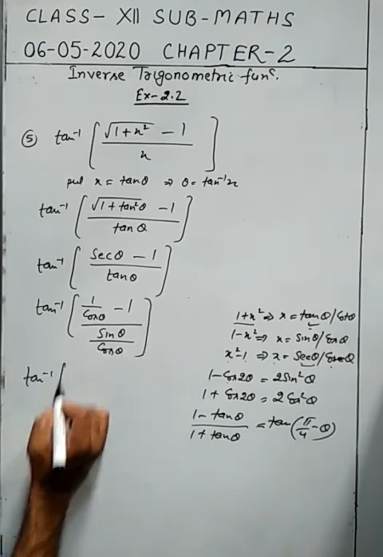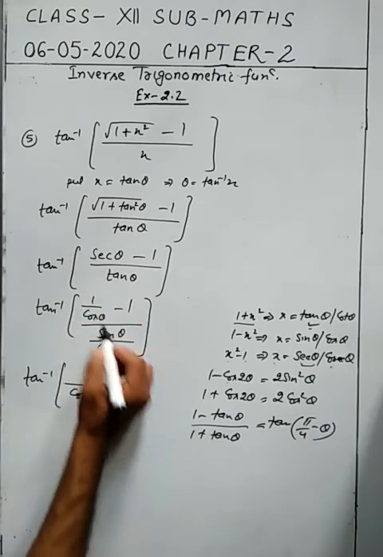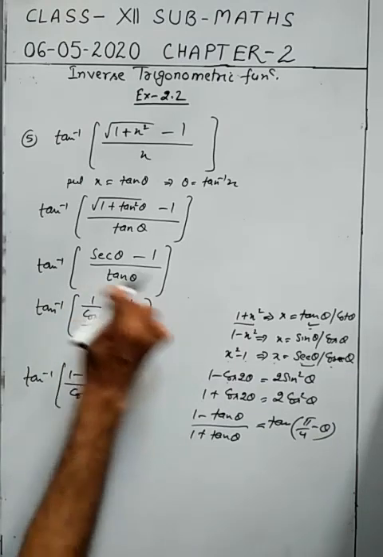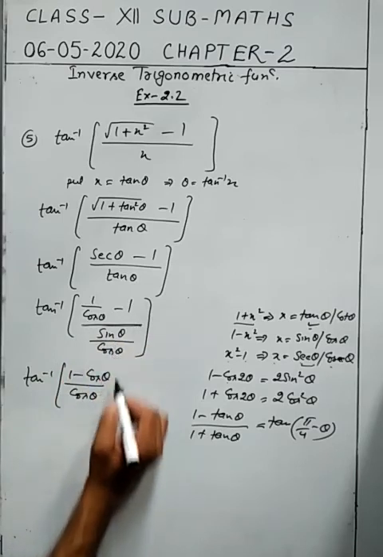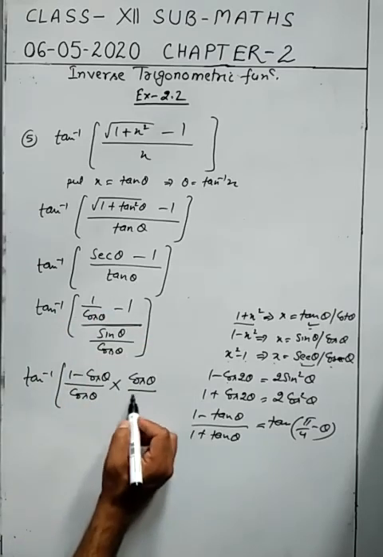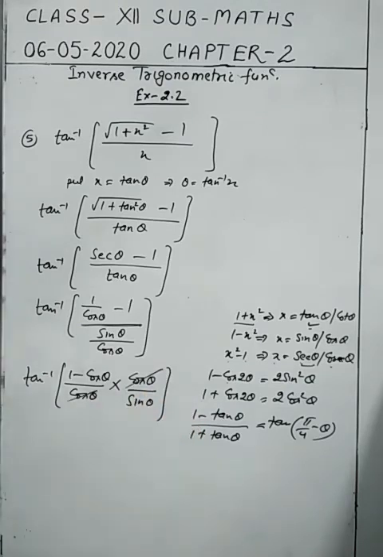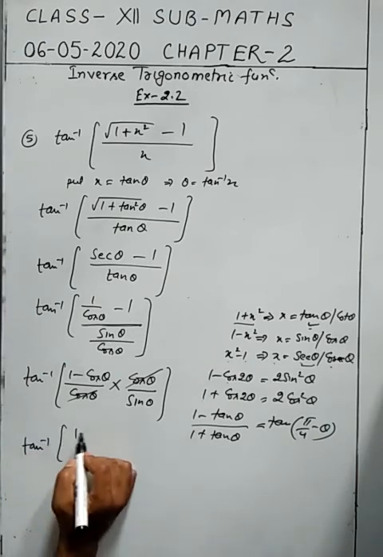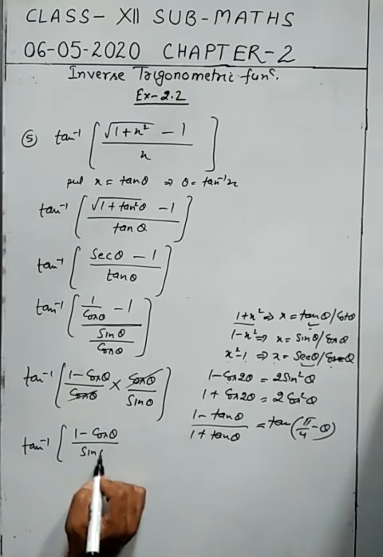This is tan inverse, taking LCM here. This is cos theta to 1 minus cos theta. Isme LCM lene ke baad simplify karne ke baad you get this. This is divide by this, so multiply, reciprocate. This is cos theta upon sin theta. Here cos theta cancels with cos theta. You are left with tan inverse 1 minus cos theta upon sin theta.